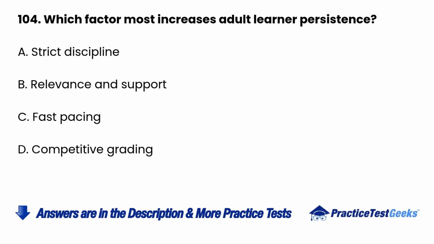104. Which factor most increases adult learner persistence? A. Strict discipline. B. Relevance and support. C. Fast pacing. D. Competitive grading.